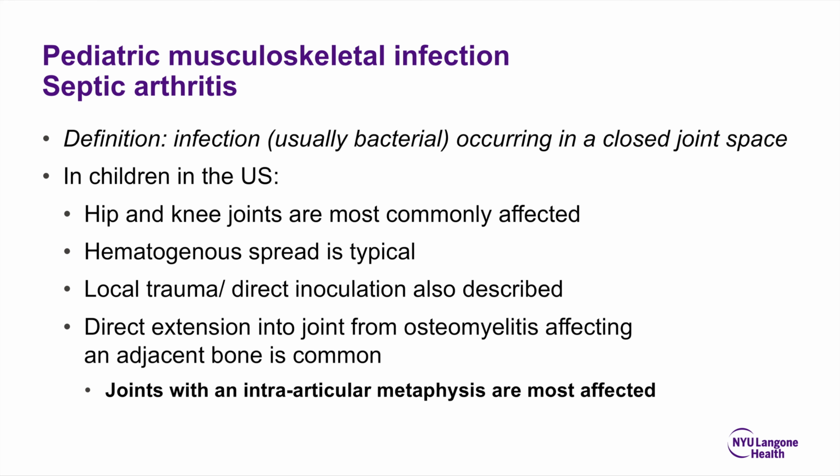We'll move on to septic arthritis. So this is an infection, usually bacterial, that occurs in a closed joint space. In kids in the U.S., it's the hip and the knee which are most commonly affected. Hematogenous spread is typical, although local trauma or direct inoculation are also described. Direct extension into a joint from osteomyelitis, which affects the metaphysis and the adjacent bone, is common. And so joints that have an intra-articular metaphysis are most affected.